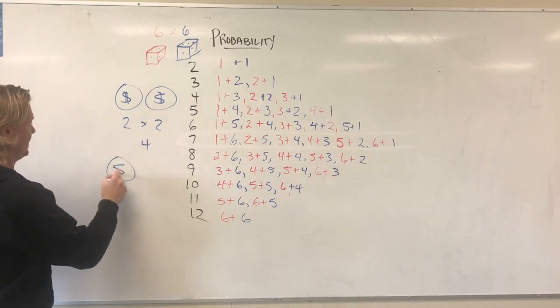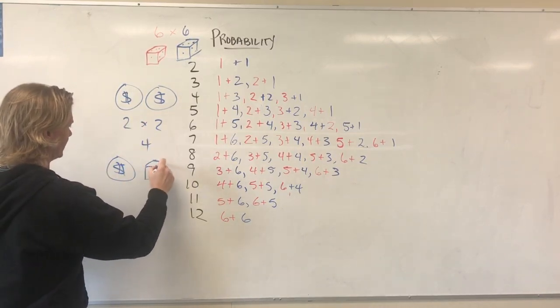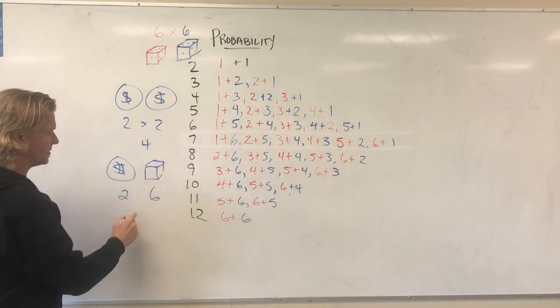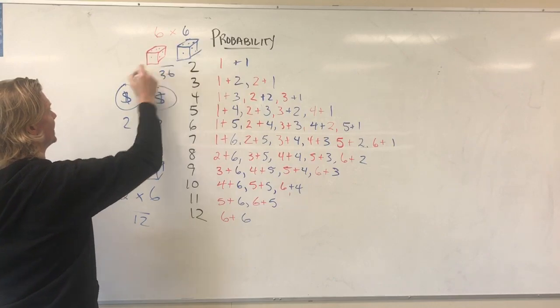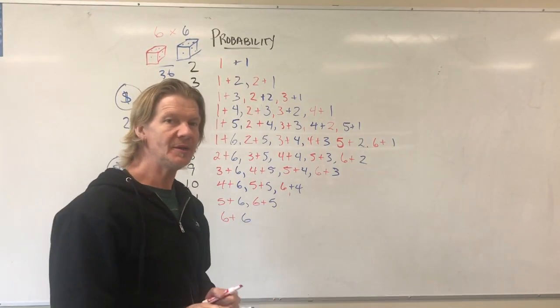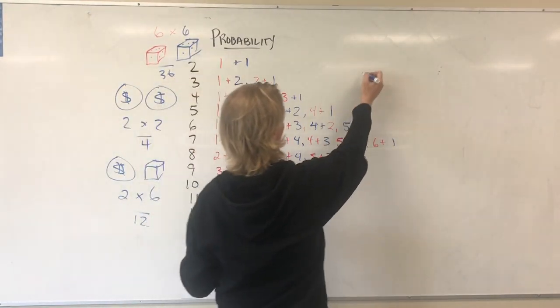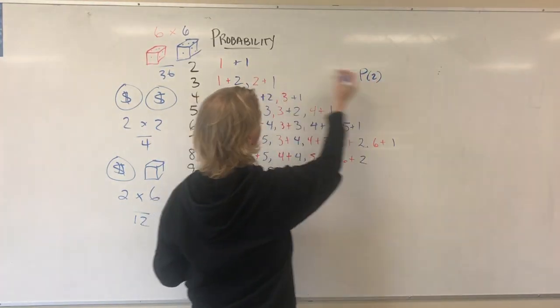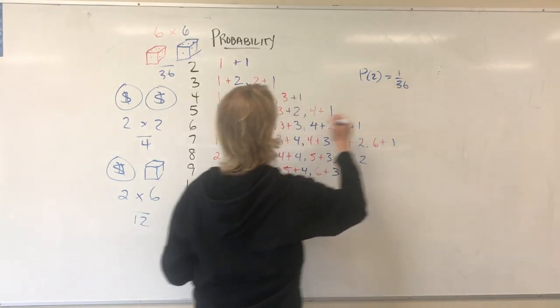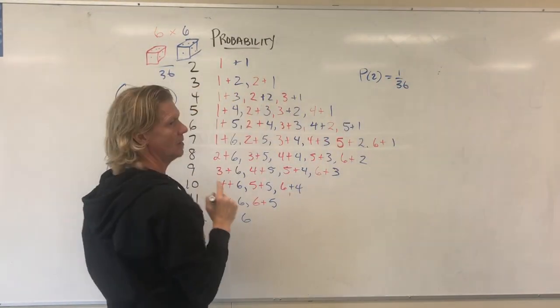Or if I flip a coin and roll a die, right? There's 2 outcomes here and 6 outcomes here. There's a total of 12 outcomes. So those become my denominators. So on here, the probability of rolling a 1 is 0. But the probability of rolling a 2 is 1 out of 36. The probability of rolling a 3 is 2 out of 36.